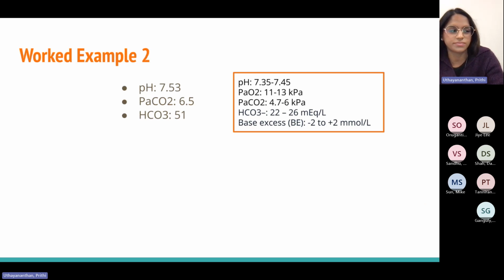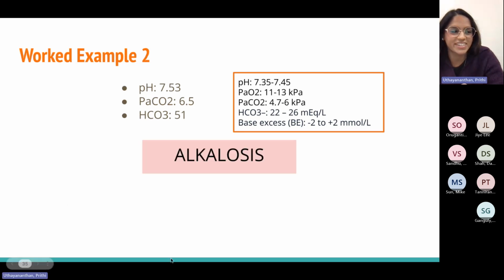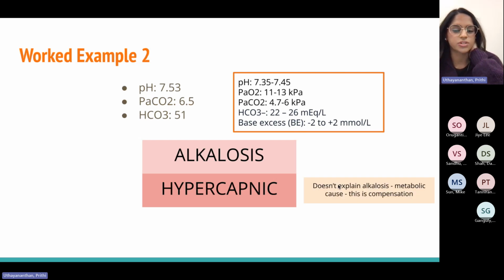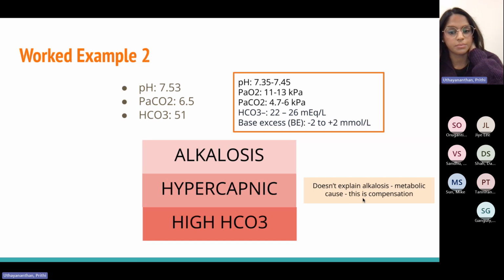Okay, and with the second one, does anyone want to try? Okay, so the pH is alkalotic because it's obviously higher than the normal range. The CO2 is again high at 6.5, so hypercapnic, but this doesn't quite match with what you would expect. So you can see that this would be a metabolic cause, and that the hypercapnia is probably because of some kind of compensation.